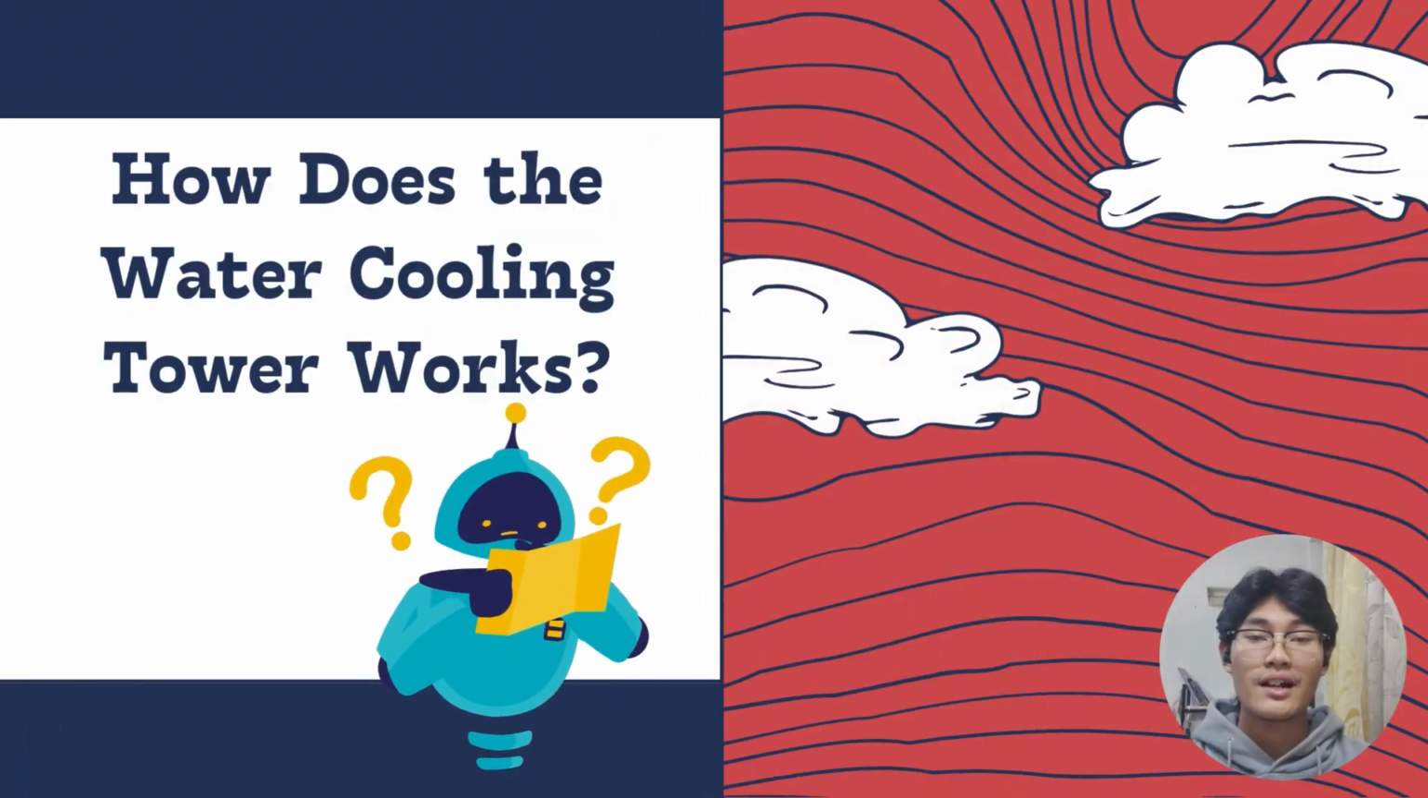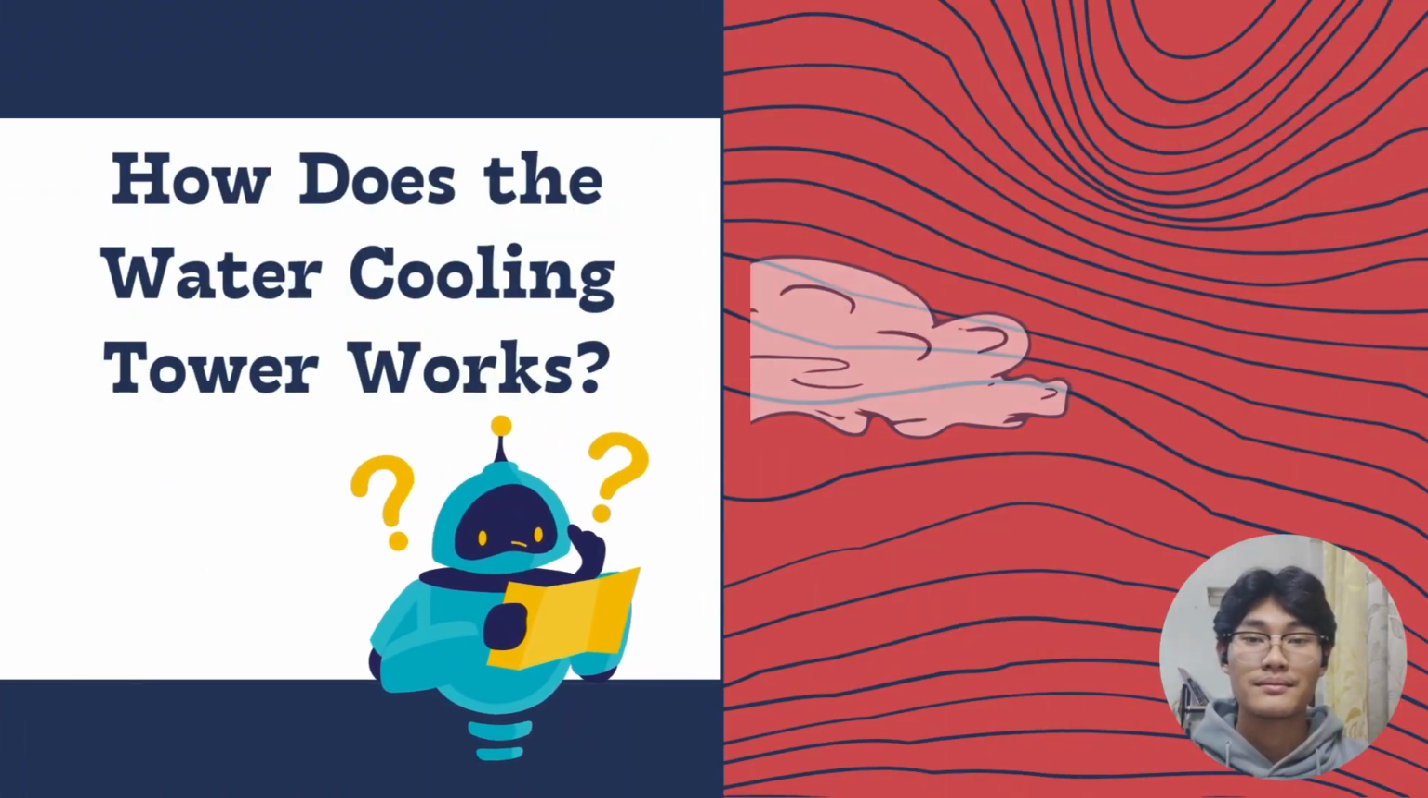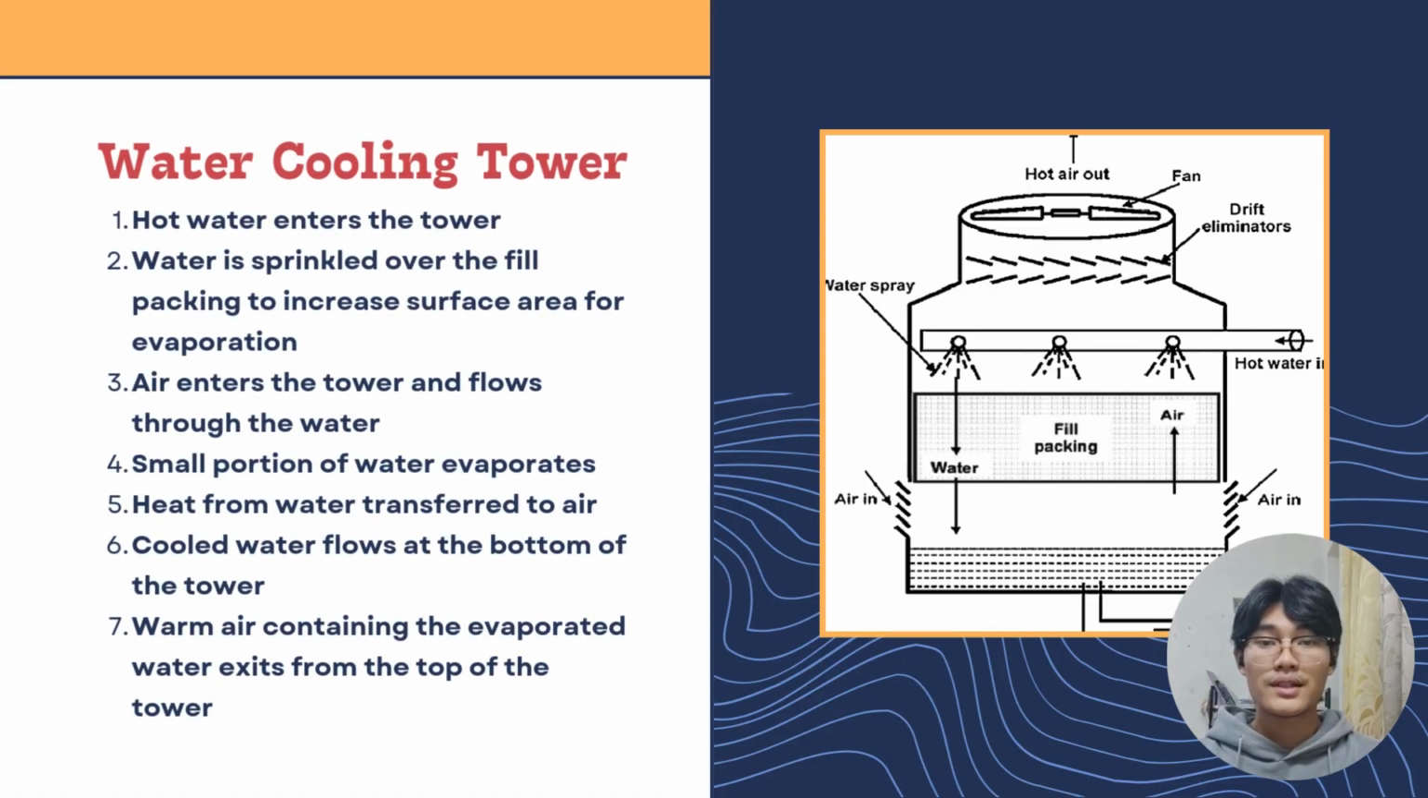Next, I will explain how a cooling water tower works. A cooling tower works by removing heat from water through a simple process of evaporation. Here's how it works. First, hot water will enter the cooling tower. Then, inside the tower, the water is sprinkled over fill packing. This is to increase the surface area for evaporation. Air then flows into the cooling tower and flows through the water as it falls.